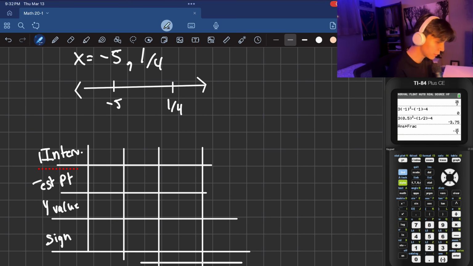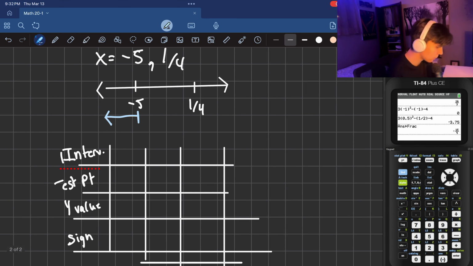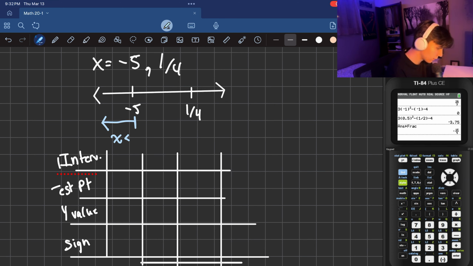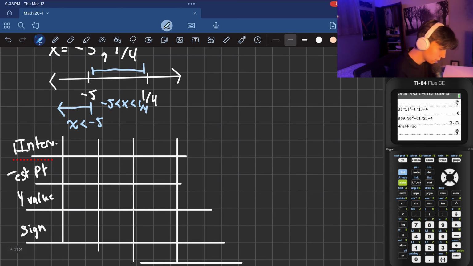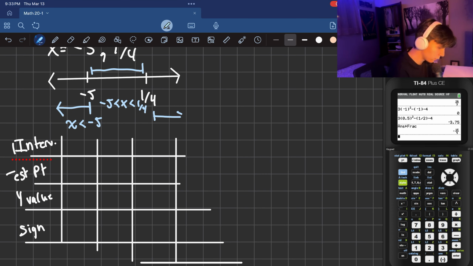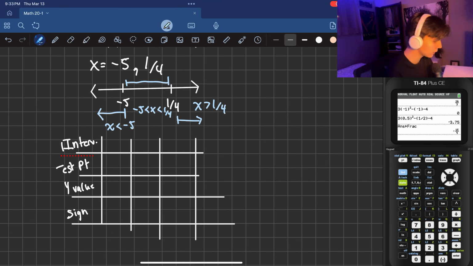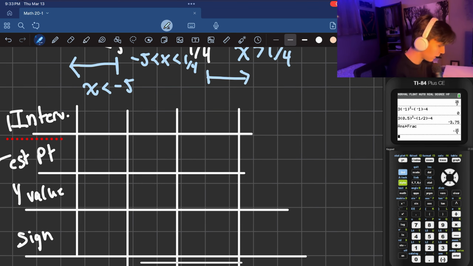And we're going to write out each interval of this line. So the first interval is going to be from this point to -5, and this is represented by any number that is less than -5. We have our second interval, which is in between these two, represented by -5 ≤ x ≤ 1/4. And then we have our final interval, which is anything that's greater than 1/4. So you're just writing these three intervals of your line out here.